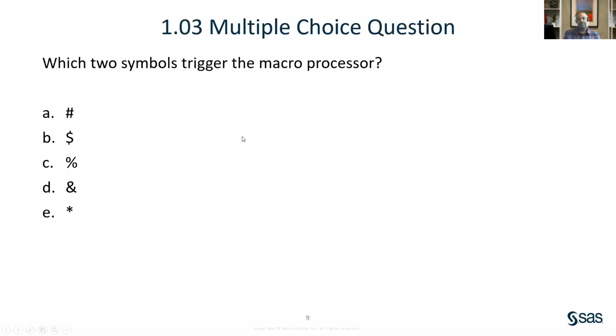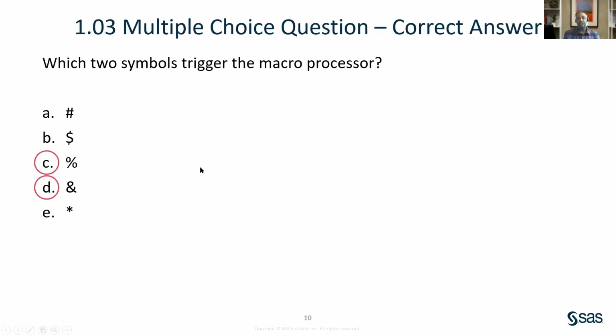There are two symbols that are recognized as macro triggers. The symbol with a word denotes a macro trigger. So what are those two symbols? Dollar sign, percent symbol, ampersand, asterisk. An ampersand typically precedes a macro variable to reference that macro variable to substitute information. The percent symbol is what you start off with to use a macro function, macro statement, or define a macro program. Those are the two symbols that are regarded as macro triggers. They take some action by the macro processor.